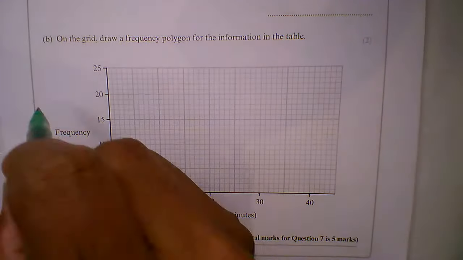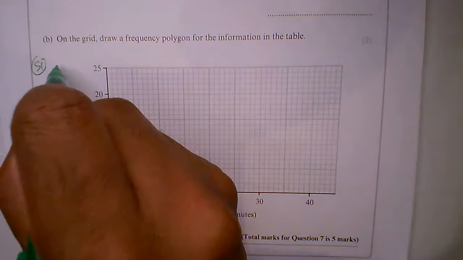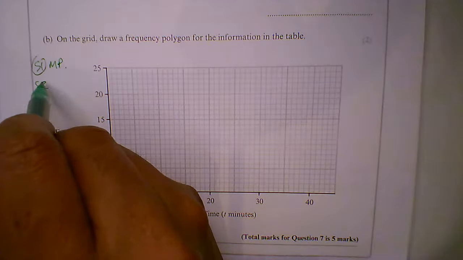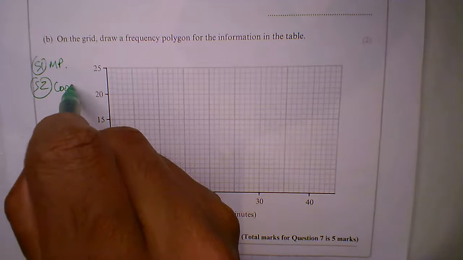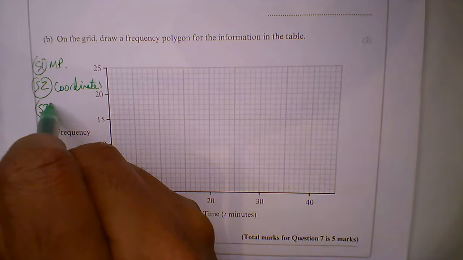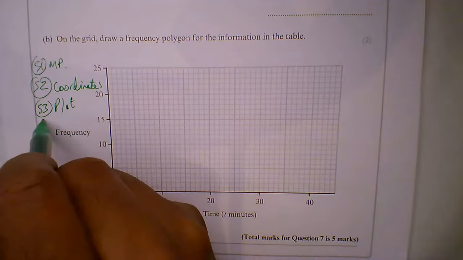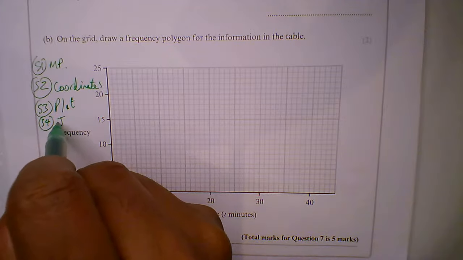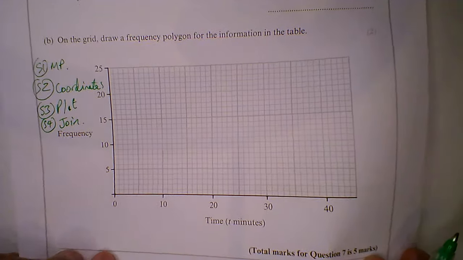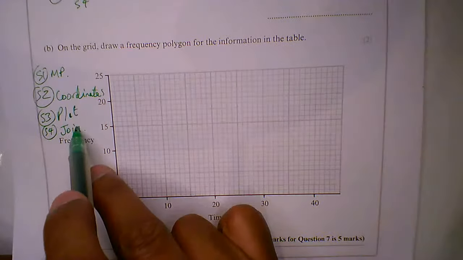So we know how to do this. Step 1 is we find the midpoint, which is what we've already done. And then step 2 is we turn these into coordinates. And then step 3 is we plot them. And then step 4 is we join them. Okay, so those are our 4 steps. And you can do these in your head, some of these.